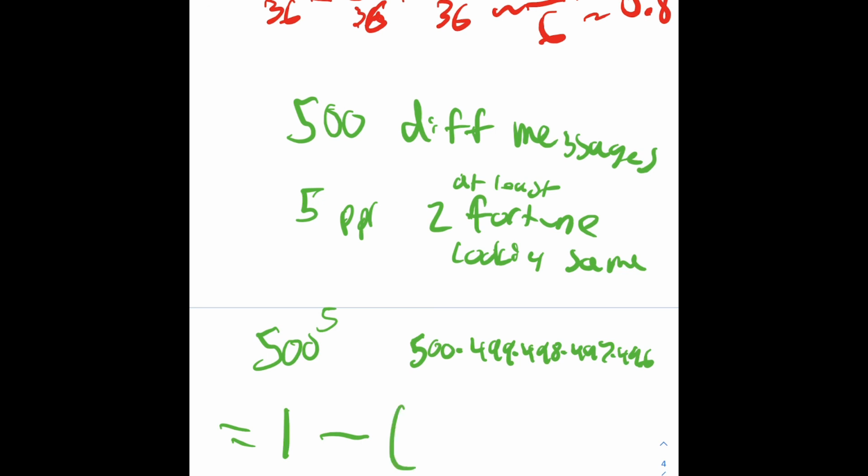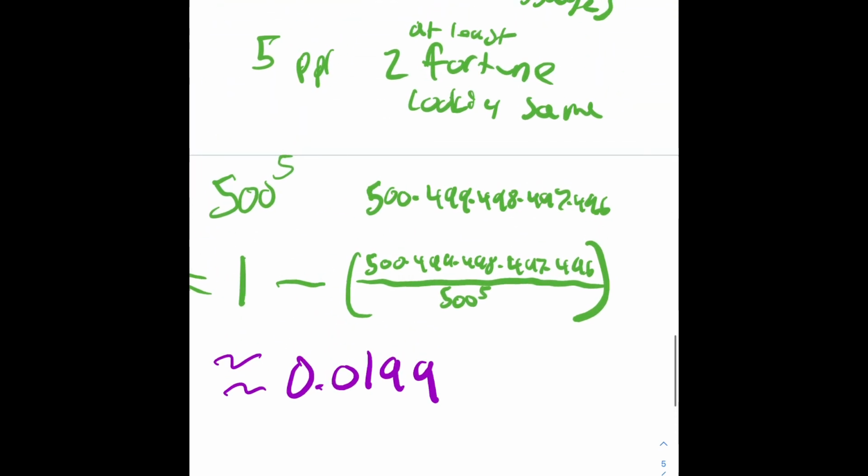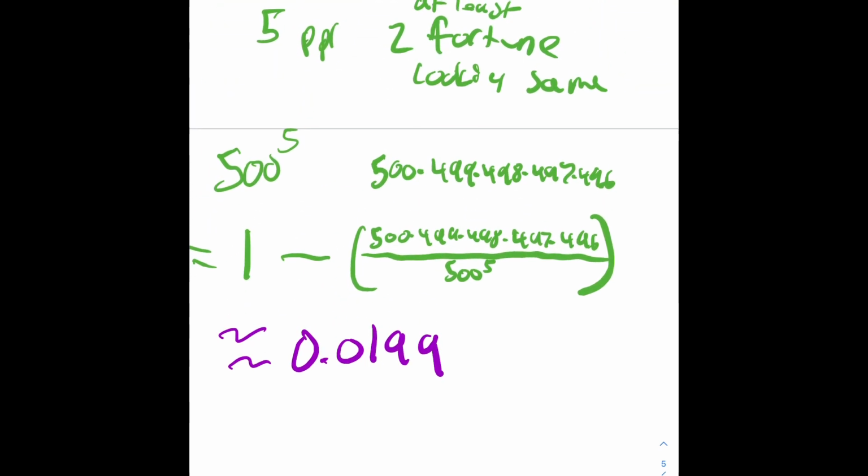So we're going to say, all right, well, the probability that none of them are the same is this really large number. Again, we're probably going to use our calculator, and that's going to be divided by the total number of possibilities. And so when I go through and I do all this multiplying on the top and I divide it by 500 to the 5th power on the bottom, I'm going to get 0.0199. So if there are 500 different messages and a group of 5 people go into the store, there is a 1.99% chance that at least 2 of you are going to have the same message.